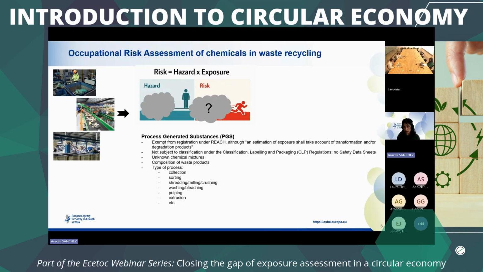They don't have to comply with the CLP regulation, so there are no safety data sheets that can inform us about the hazard properties of those products that are being recycled. And as Leah mentioned earlier, what we have in most cases is a mixture of chemical substances that depends on the different waste stream and also the process: collecting, sorting, shredding, milling, crushing, or the specific process for the recycling.